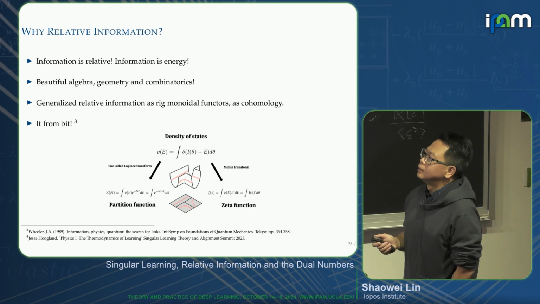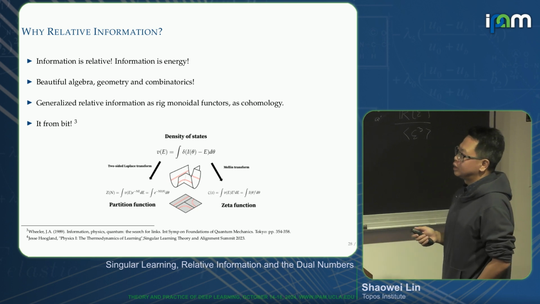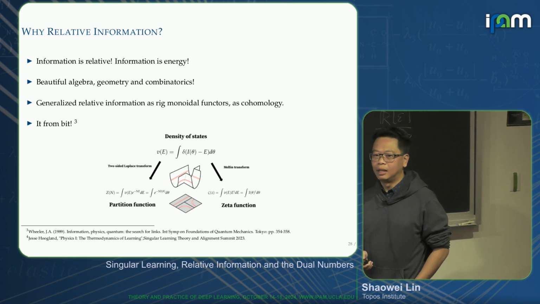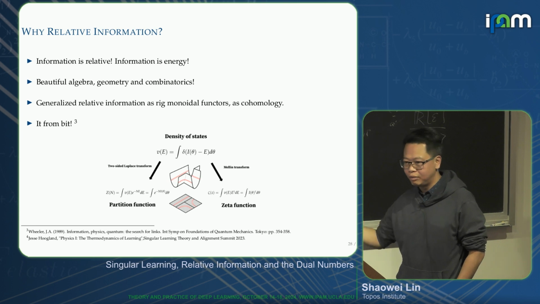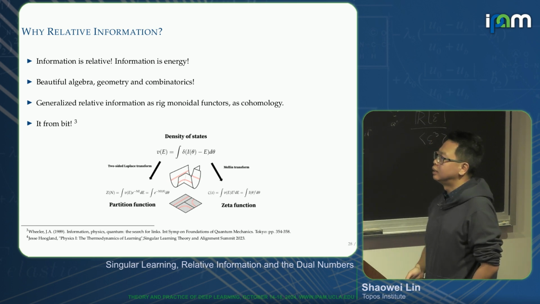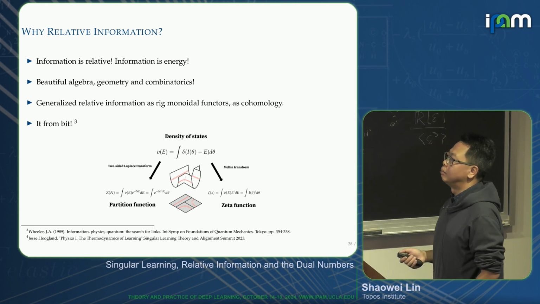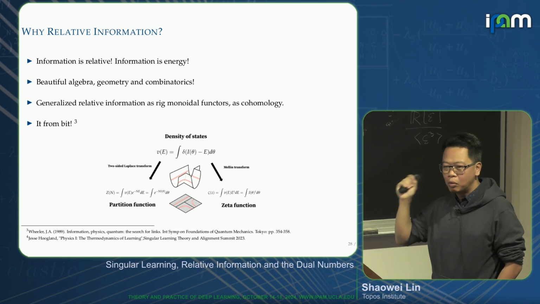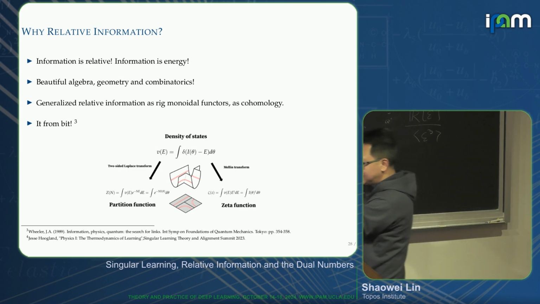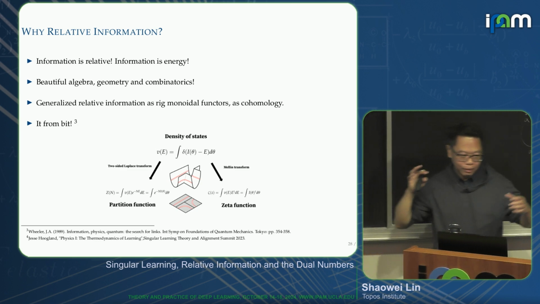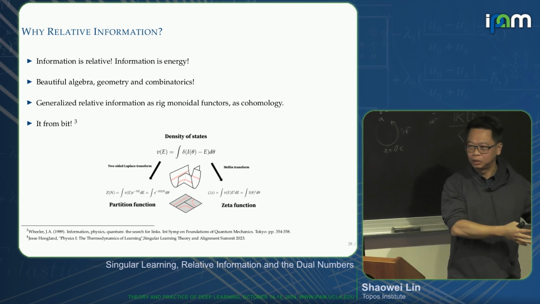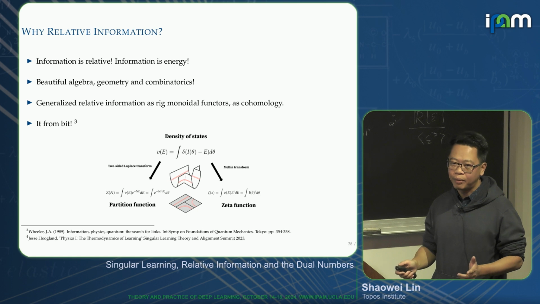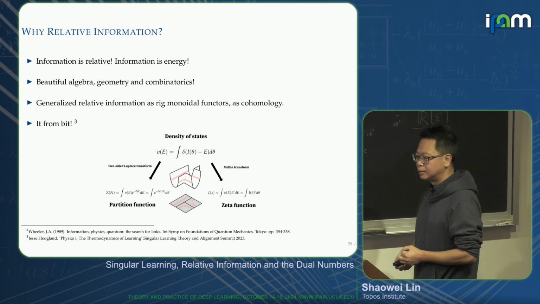Second thing is that there is a lot of beautiful algebra, geometry, and combinatorics, as I showed earlier with Newton polyhedra, that can help us to understand asymptotic behavior of statistical models. The third thing I want to say is that relative information is a very beautiful object. It's somehow the only object that can preserve all the messiness that you have in statistical learning and compress it down into the real numbers or the dual numbers. It is the only thing that can do that. And that's why it's shown up everywhere in machine learning.